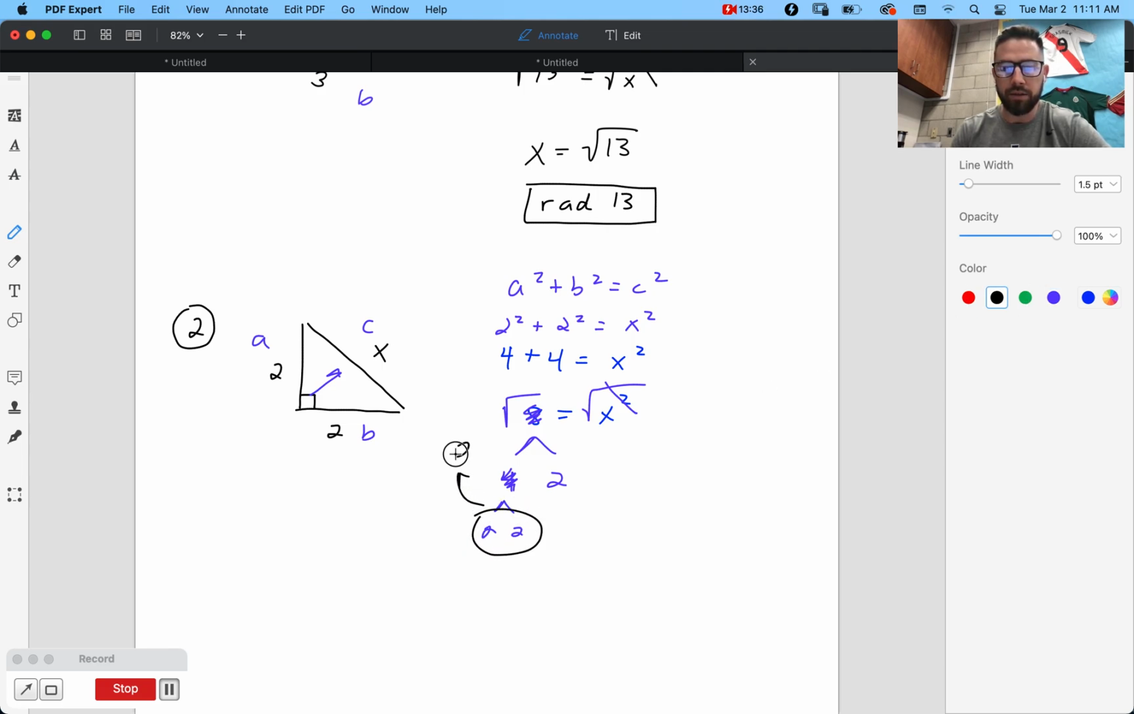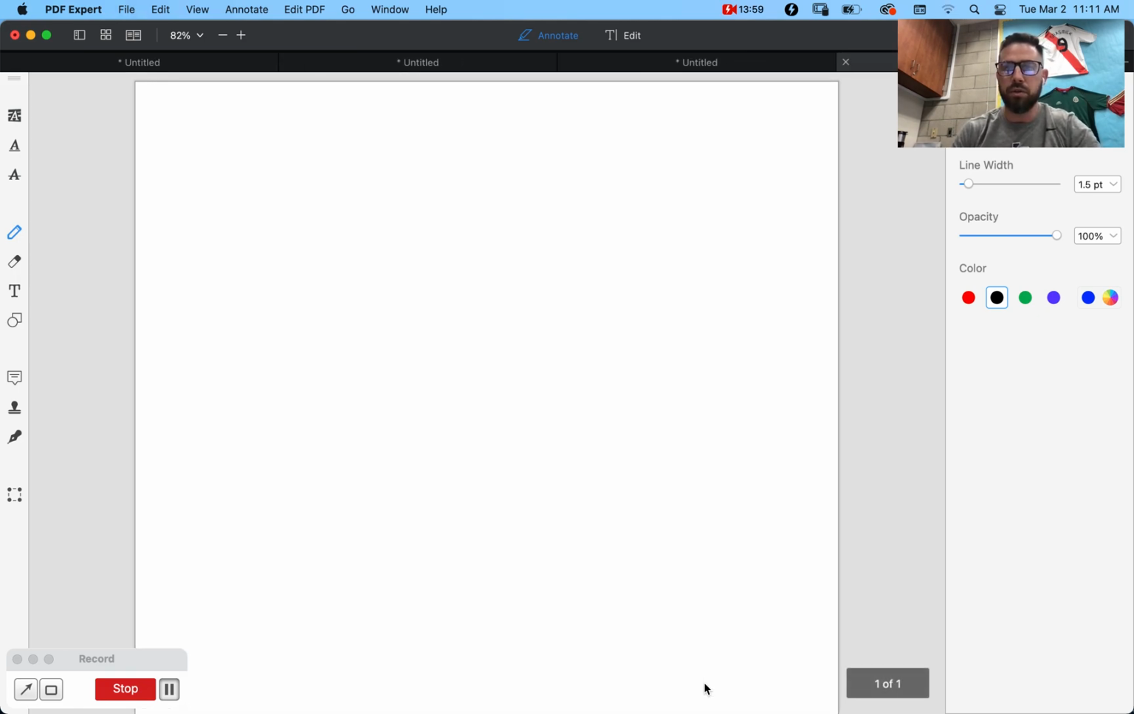It goes on the outside as a 2. Those are our leftovers on the inside. So x is really 2 on the outside, 2 on the inside. 2 radical 2. So your answer would be 2 rad 2. It's the last type of question you're going to see on the test. Okay, but I want to do one more just as practice because I want to make sure you kids got it.